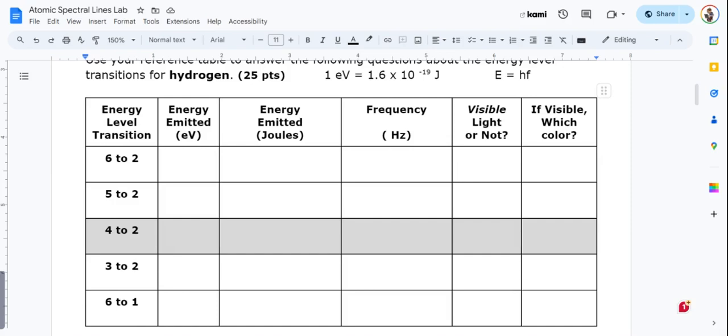Oh, good. Aaron's double checking. Thanks, Aaron. 6.15 times 10 to the 14th. Okay, cool. That's hertz. And is it visible or not?